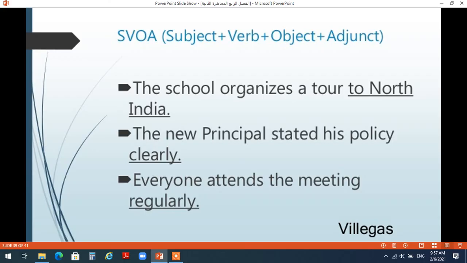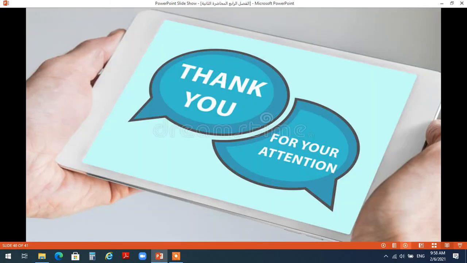إذن his policy راح يكون هو الdirect object و clearly هو الadverbial. Everyone attends the meeting regularly. The meeting راح يكون هو direct object و regularly this is the adverbial.